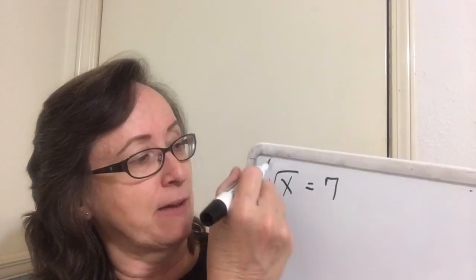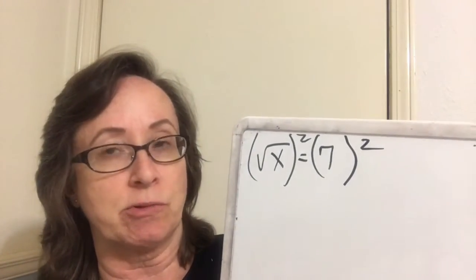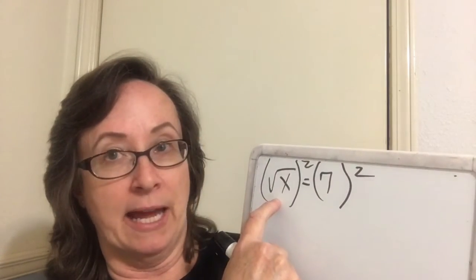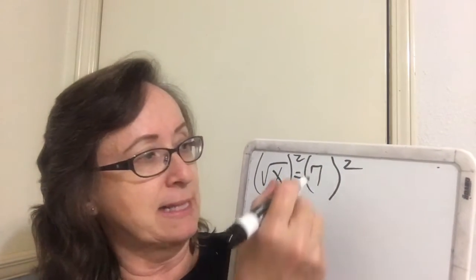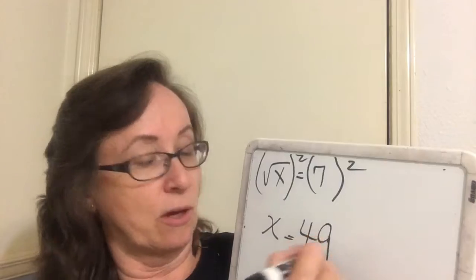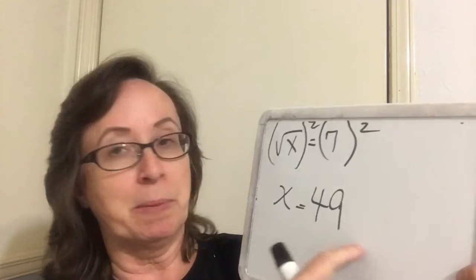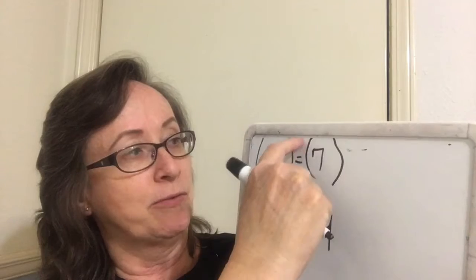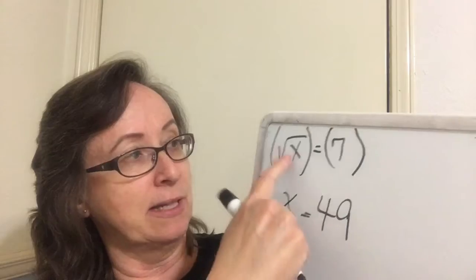So we're going to isolate this one. We've got this one all by itself, so we're going to square both sides. Always whole sides, never individual parts. So the square root of x squared gives me just the x that's under the radical. And then 7 squared is 49. So x is 49, and we have solved that very simple equation. If we plug 49 back into the original equation before it was squared, we get the square root of 49 is 7, and 7 equals 7, which is true.